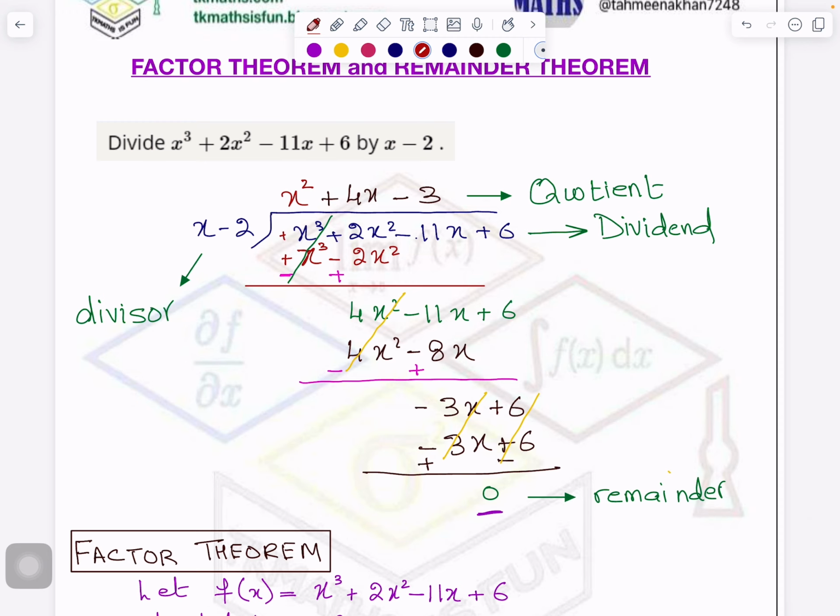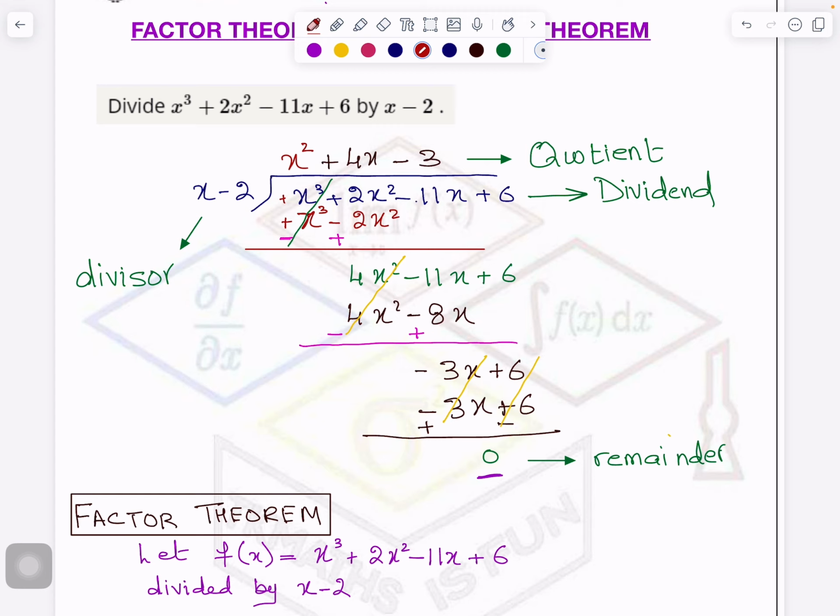So what is the difference between applying the factor theorem and doing the long division method? Sometimes the question is given to you like this, and they ask you, find out if x minus 2 is a factor of this polynomial or not. So rather than going through this long division and finding the remainder 0 at the bottom, you can apply the factor theorem directly. So let's see what it is.